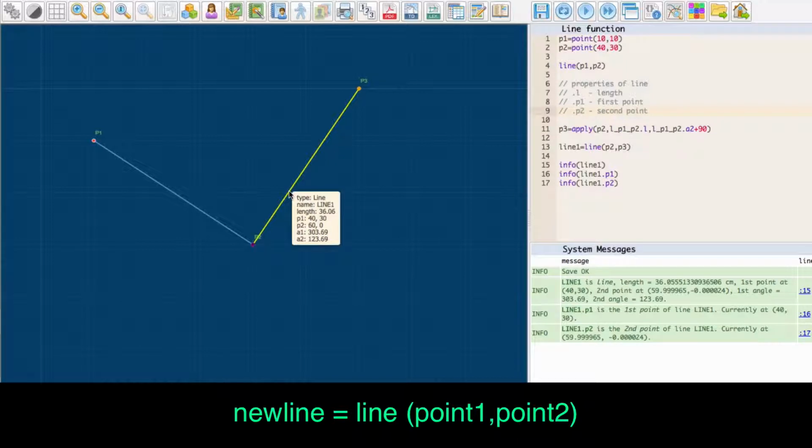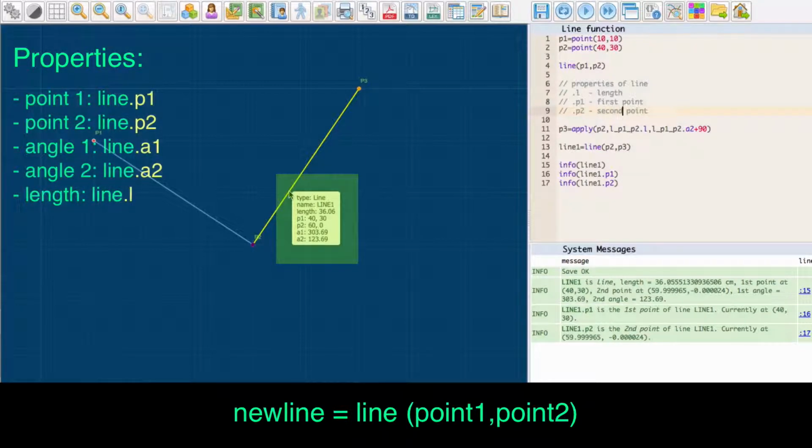Sewist Software offers even more properties of the line that you can use. In the pop-up window you can see the main ones, and all numbers are rounded to the second decimal. If you are curious to see the line's properties with the utmost precision, you can use the info command. The system will provide further information in console.